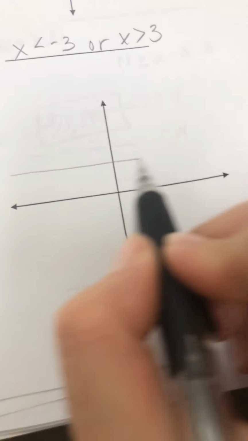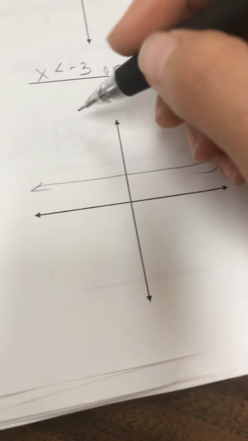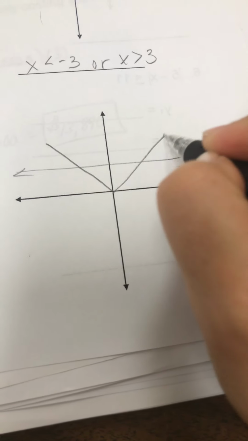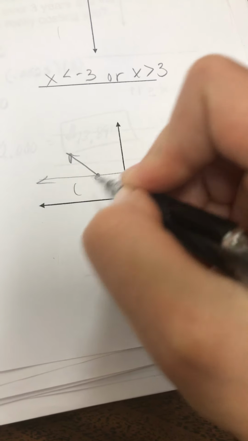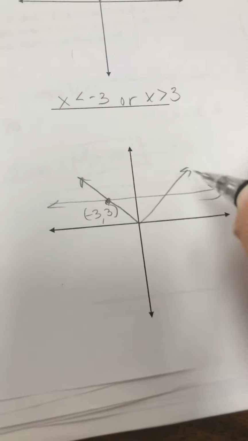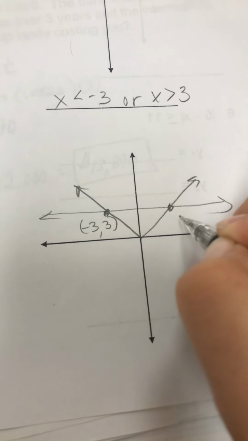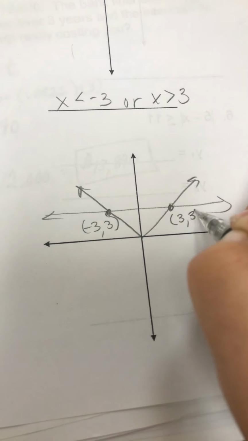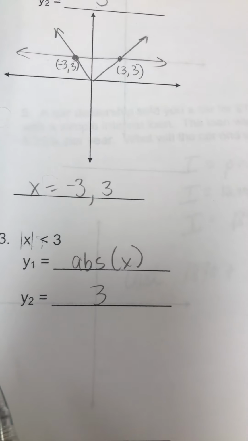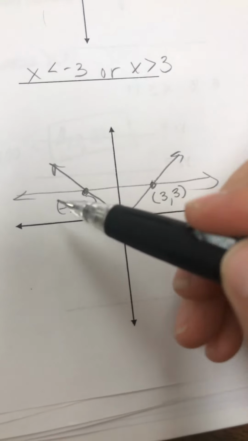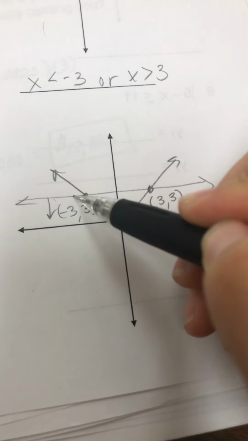So we're going to draw our 3, and then we're going to draw this. We're going to put our points. They're still the same, negative 3 and 3, and your point over here, which is going to be 3 and 3. But now we have less than, and less than we said goes down. So from our line, our arrows are going to go down like this.